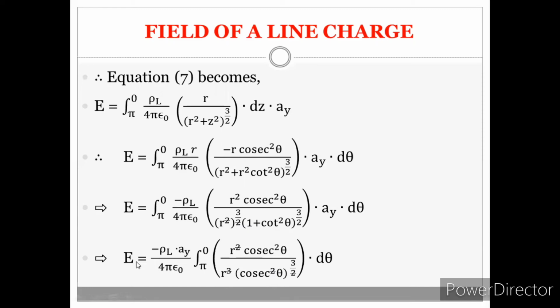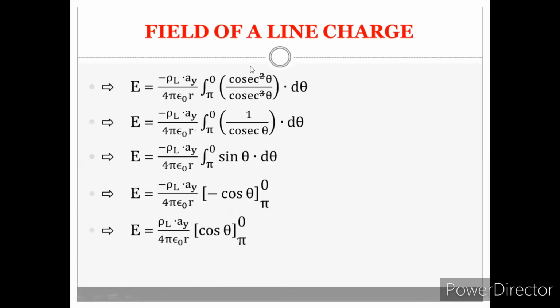And this negative term is taken here. So E is minus rho L ay divided by 4 pi epsilon naught, integration from pi to 0, R square cosecant square theta divided by R cube cosecant square theta to the 3 by 2. So here the square and cube terms get cancelled. What happens in the next integration? So the numerator's square and denominator's cube get cancelled. So what is left is 1 by cosecant, and 1 by cosecant is sine. So the integration of sine is minus cos, and the limits are from pi to 0.